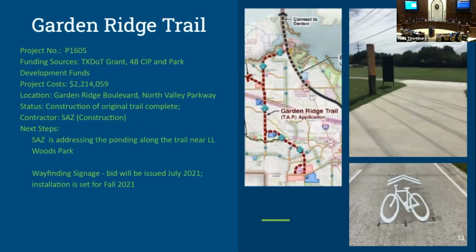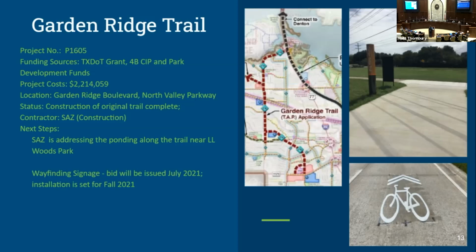And then Garden Ridge, we're at the very tail end of the trail construction process. If you'll remember, we had some ponding issues down by the LL Woods area of the median where the grading wasn't correct when they installed the trail. So we've been working with them and getting that regraded and draining properly.